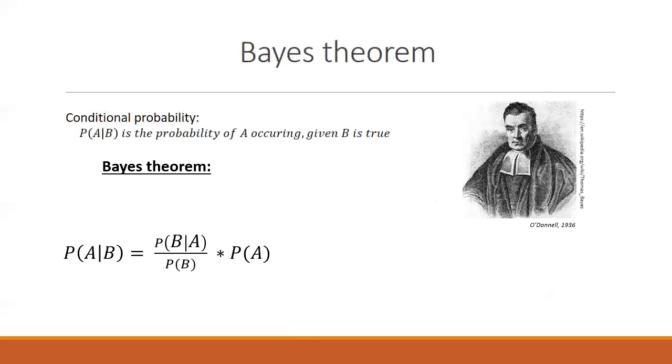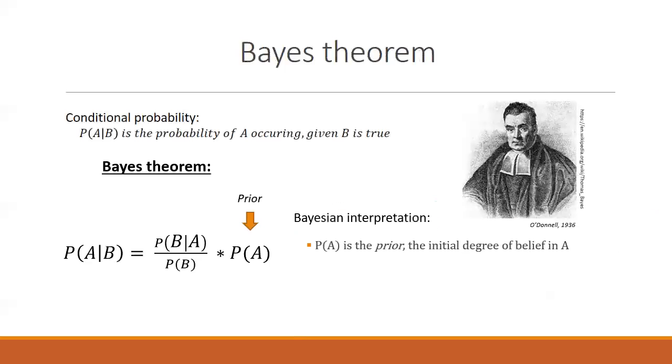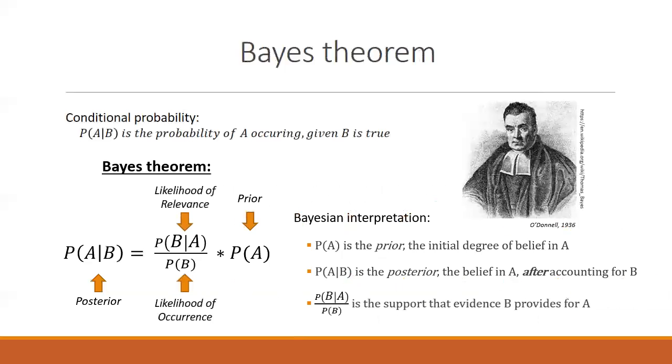If we want to know the probability of A with respect to B, it is obvious that we want to know the probability of A before accounting for B. Thus, we call the probability of A the prior, because it is the probability prior to taking B into account. The probability of A given B is known as the posterior because it is the probability of A after accounting for B. Finally, the probability of B given A over the probability of B is the evidence that B provides for A.